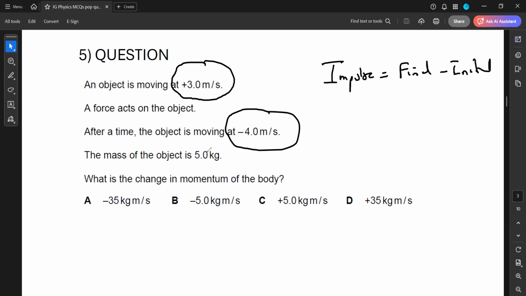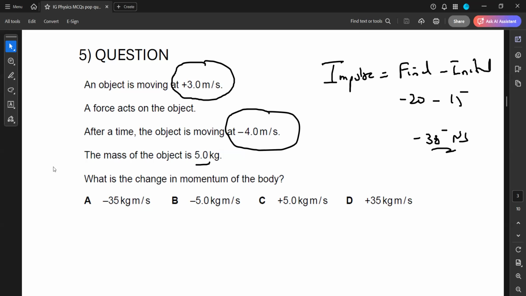So the final will be 4 multiplied by minus 4, like minus 4 multiplied by 5, which is minus 20, minus initial, which is 5 multiplied by 3, makes 15. So minus 20 minus 15, that is equal to minus 35 newton seconds. Is it clear? Sir, yes.